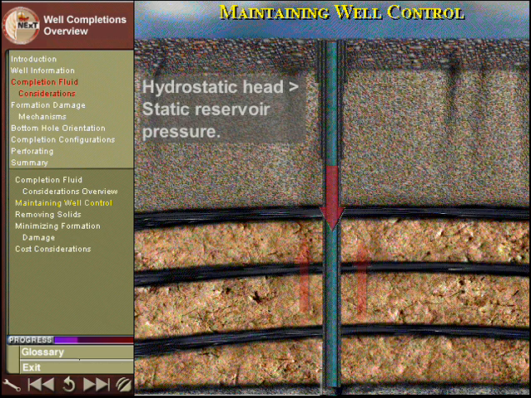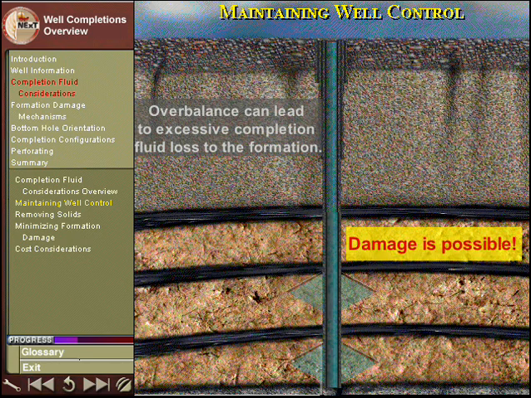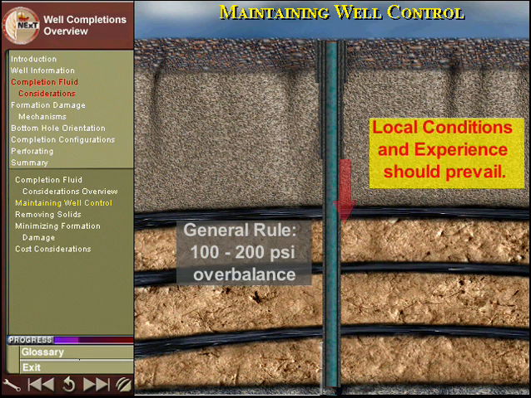The hydrostatic head of the fluid column must be greater than the static reservoir pressure to maintain well control. The differential pressure between the wellbore and formation should be minimized to prevent excessive completion fluid loss to the formation. A differential pressure safety margin of 100 to 200 psi is a general rule of thumb. However, experience with local conditions should override any generalization.